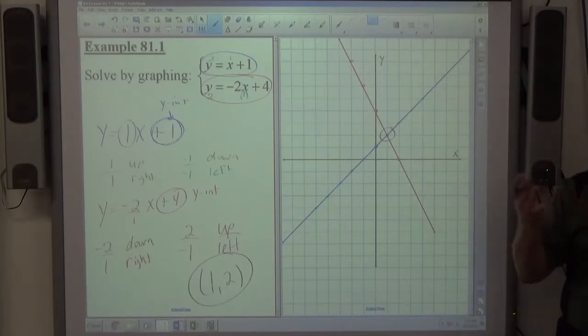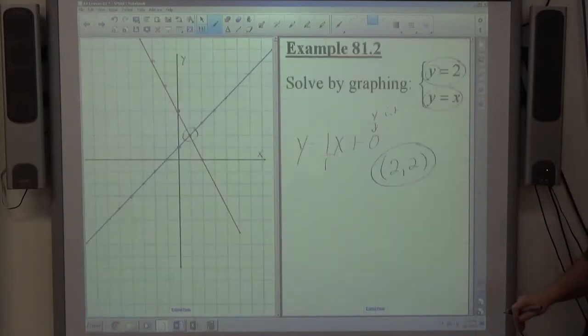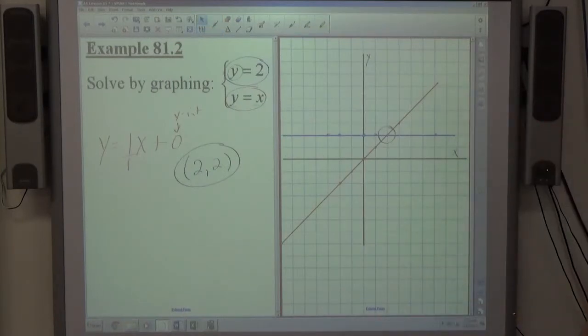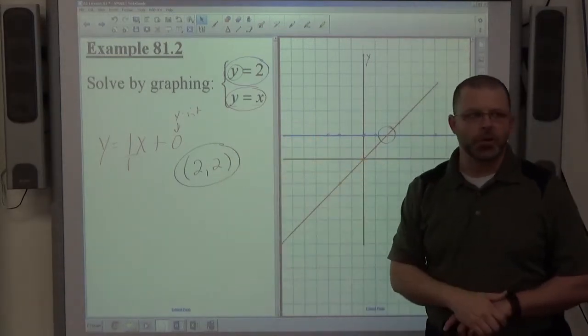You get an x, you get a y. Verify them by sticking them both back in the original problem. They should be making both of those equations true every time. So again, solve by graphing, graph both lines, find the point of intersection, identify the answer as an ordered pair. That's what we're looking for.